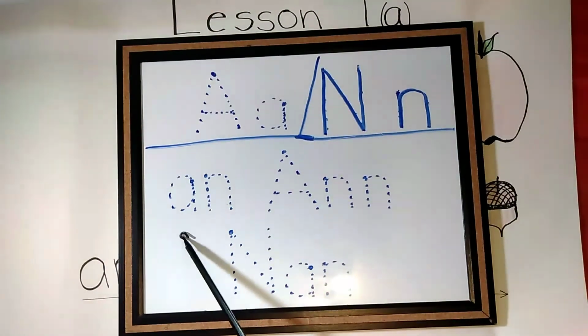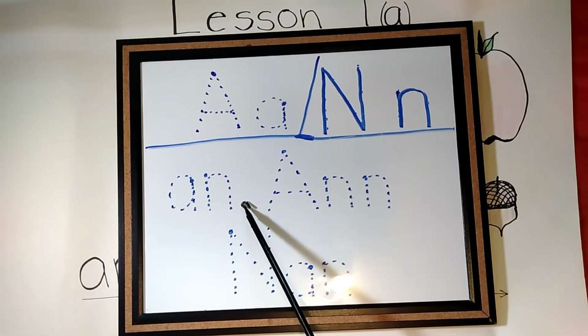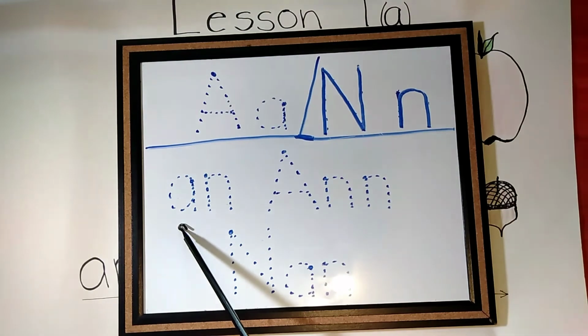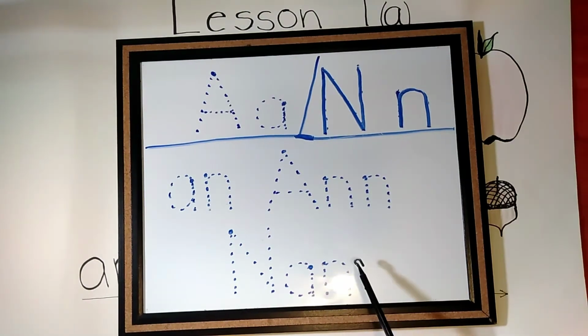And for those students who are using dot to dot, have them trace over it, say it, and have them practice on their own, A-N, and then say an. Same thing with the other two. And just once or twice is fine. Again, we're not looking for mastery at this stage. Press pause.